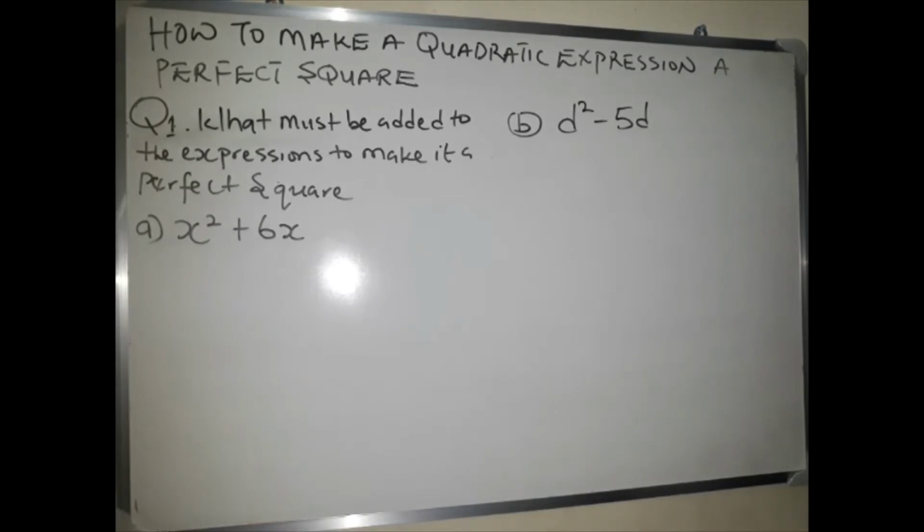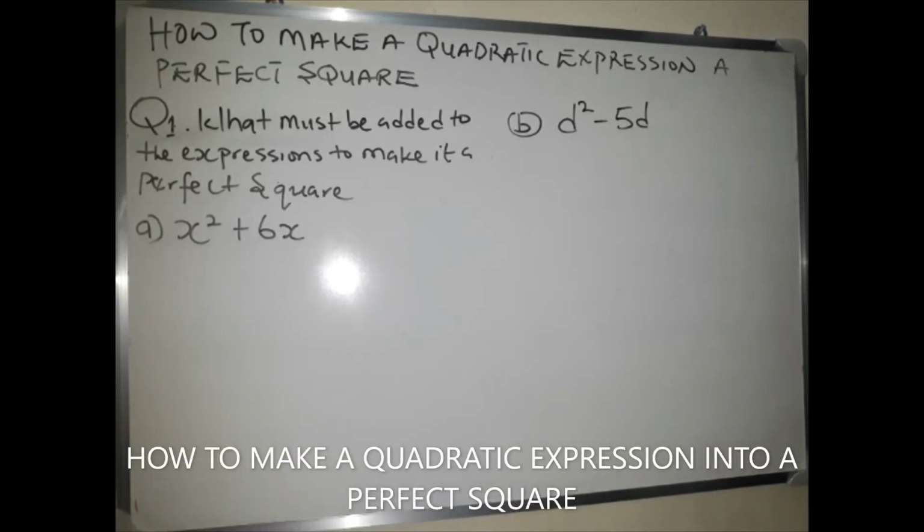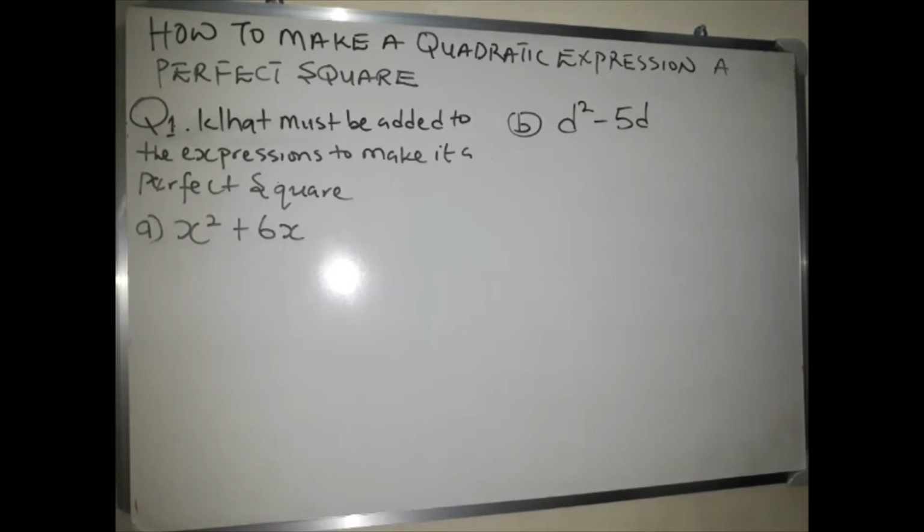Today we'll be looking at how to make a quadratic expression into a perfect square. For those that may not understand what a quadratic expression is, and the difference between a quadratic expression and a quadratic equation: in a quadratic expression you don't really have to find the value of the unknown. Unlike a quadratic equation, where you have to calculate the value of the unknown. But for a quadratic expression, most times you just factorize and simplify.